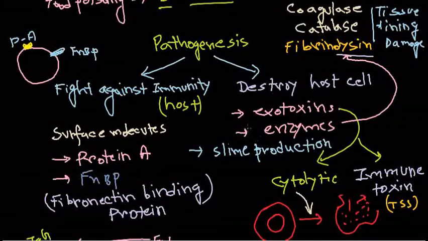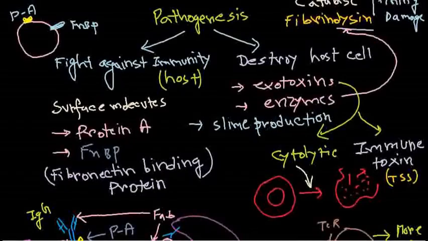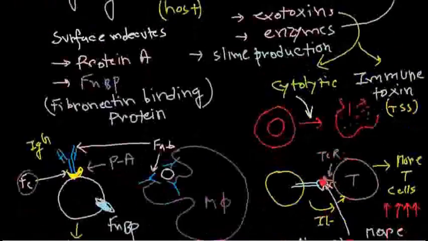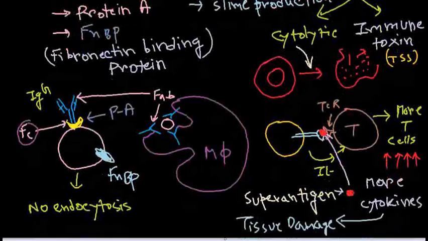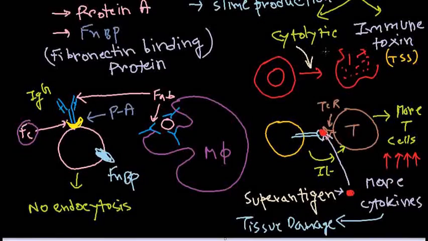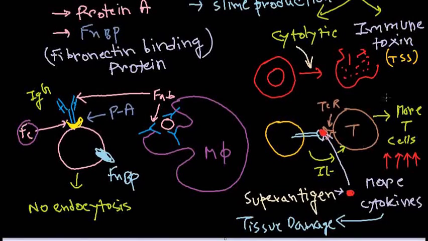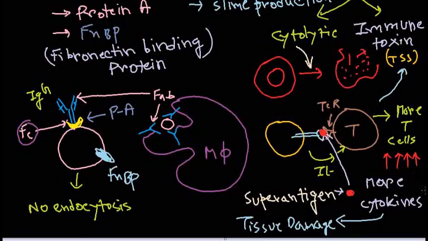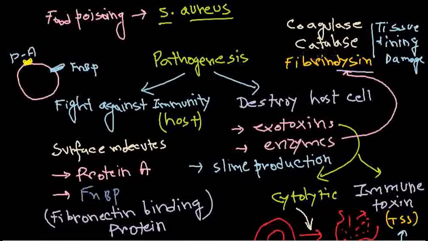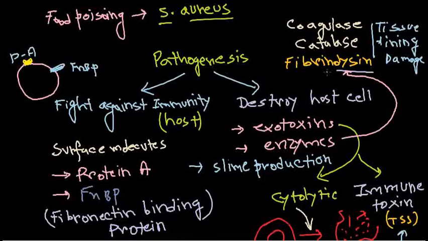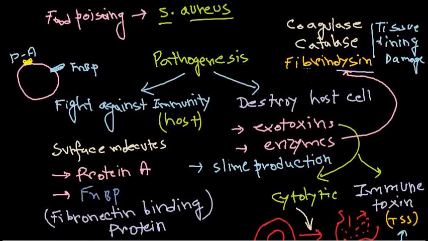So these are the different modes of their infectivity and their pathogenicity also. They escape the immune system via protein A and fibronectin binding protein, and they can destroy the host cell via the cytolytic toxins and also super antigen presentation, which is a causative agent of toxic shock syndrome. We have already seen that, and they can produce slime, and they can produce enzymes like coagulase, catalase, fibrinolysin, as well as hyaluronidase. Okay, so that's it, and I hope that's helpful. Thank you.